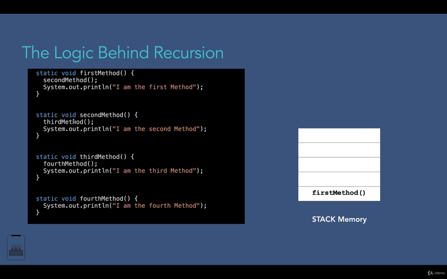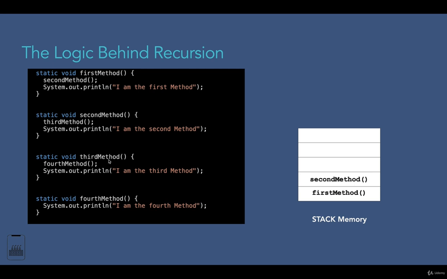When we reach the second method, we see that it calls the third method, so it will go to the third method. But after finishing the third method, it needs to come back to the second method, because here we have a line of code which prints out the I'm the second method sentence. So once again, the second method will be stored in the stack to come back and execute the print statement after the third method. So the second method is stored in the stack.